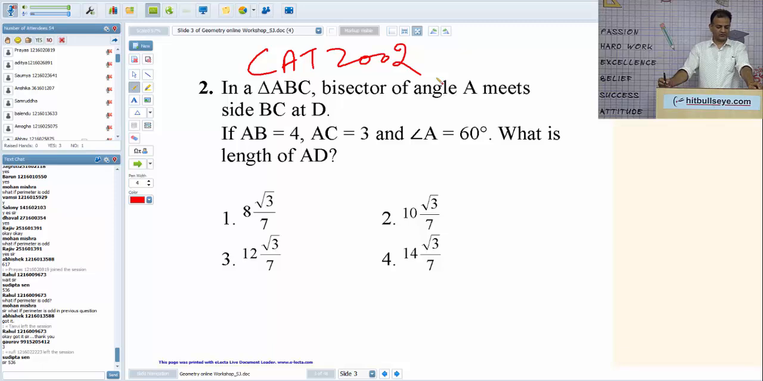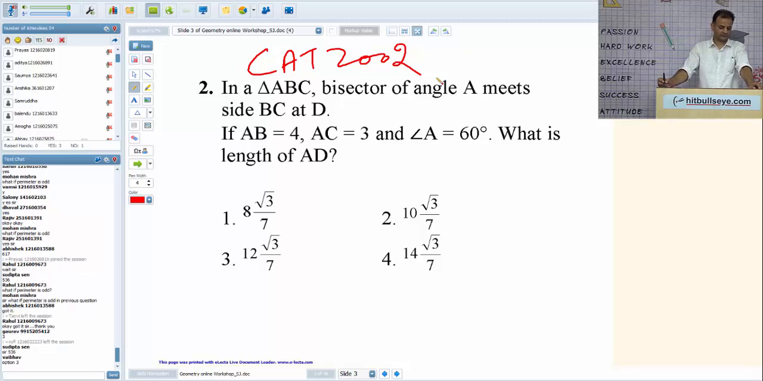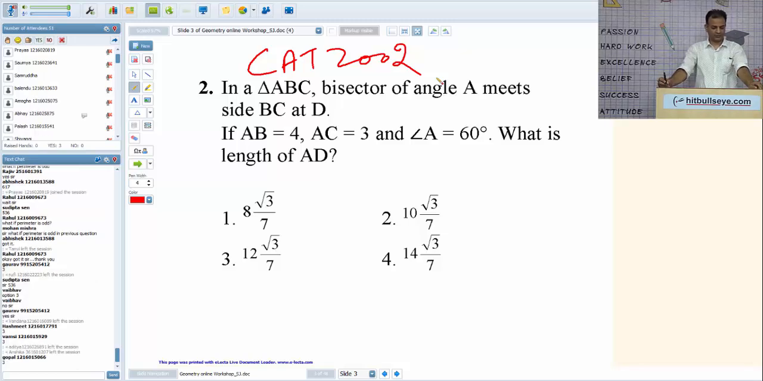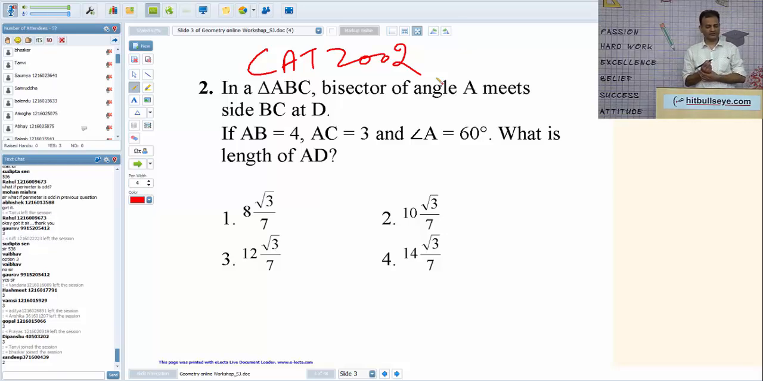So Dipta, see the next question, 536. It is again 563, 536, 653, one and the same thing. Vaibhav has come with option 3. Gaurav has come with option 3. Gaurav and Vaibhav, you have already done this question from CAT 2002. Okay. Gopal has also come with answer 3.